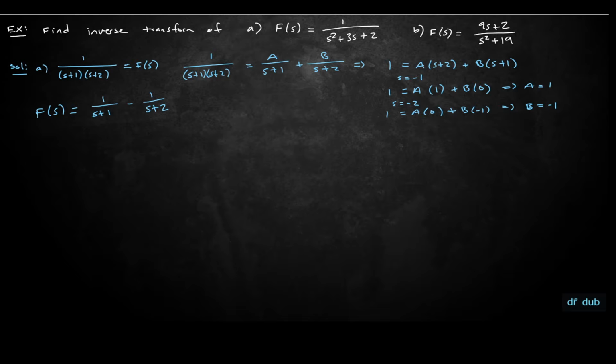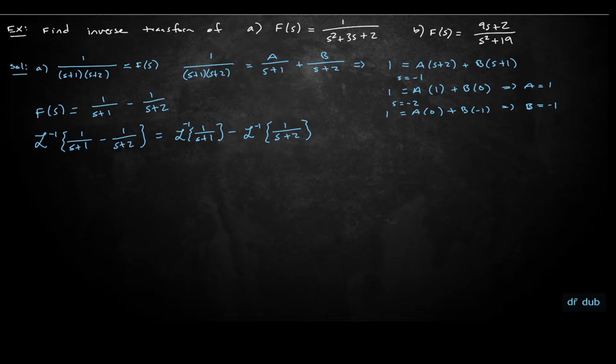And that is our partial fraction decomposition for this function. And now we can take the inverse transform of these two. So Laplace inverse of 1 over s plus 1 minus 1 over s plus 2. Well, by linearity property of Laplace, the inverse Laplace is also going to have the same linearity property. So this is going to be Laplace inverse of 1 over s plus 1 minus Laplace inverse of 1 over s plus 2.